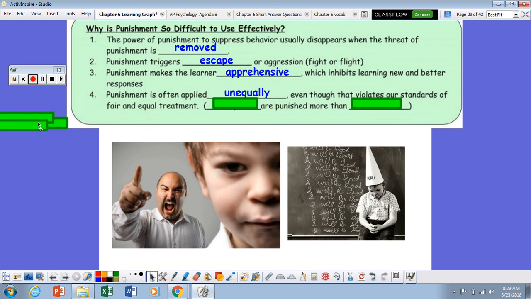Punishment is often applied unequally, and this is where we have some big issues here. Even though it might violate the standards of what is fair and equal treatment, when we talk about it perhaps in a school setting, boys typically are punished more than girls are. Not to say that girls don't do things that are naughty, but boys seem to be the ones taking the brunt of the punishment for that.